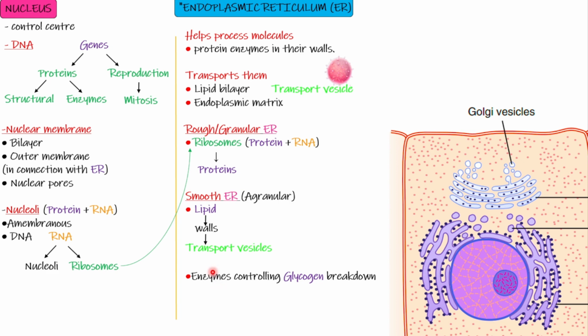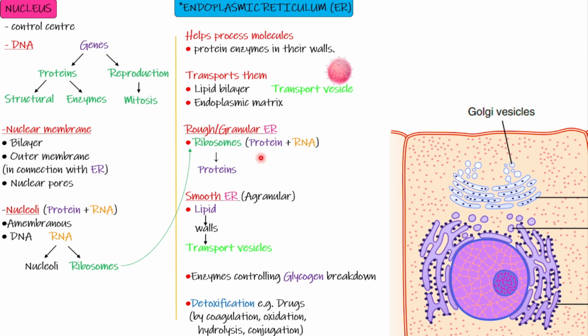Then the other function is that smooth endoplasmic reticulum has enzymes which control the glycogen breakdown. The third most important function of the smooth endoplasmic reticulum, which is often asked, is detoxification. Detoxification of what? Detoxification of drugs. It is commonly asked in MCQs which organelle is involved in detoxification of drugs. Then you can say endoplasmic reticulum. Endoplasmic reticulum detoxifies drugs by coagulation, by oxidation, by hydrolysis, and by conjugation.